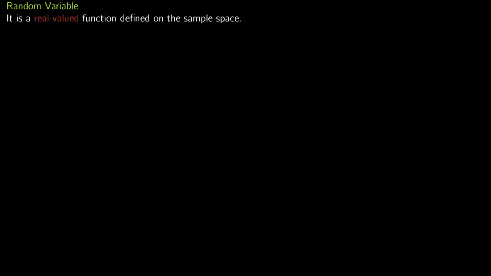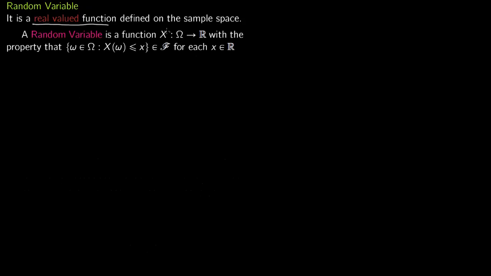Let us now introduce random variable. So what is a random variable? Random variable is nothing but a function. It is a real valued function defined on the sample space. You denote it by capital X. You could have also denoted it by F, but in probability you denote it by capital letters. It goes from the sample space omega to real numbers. That is why it is called real valued function.